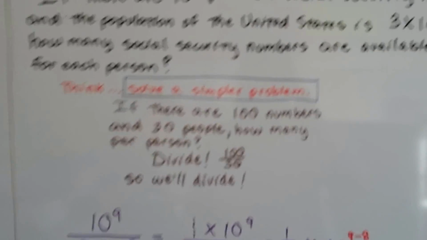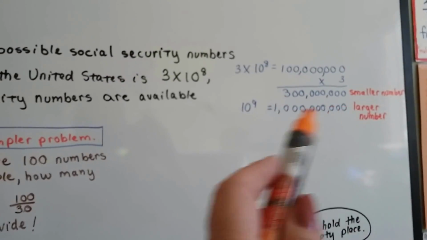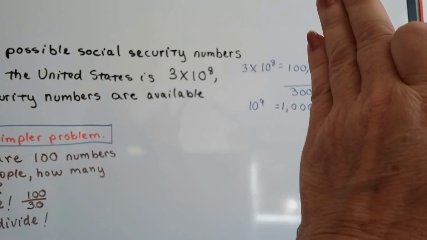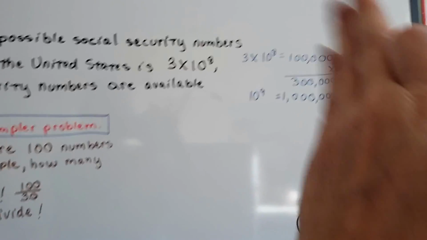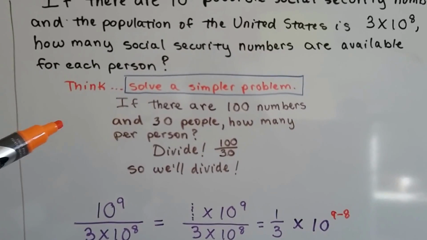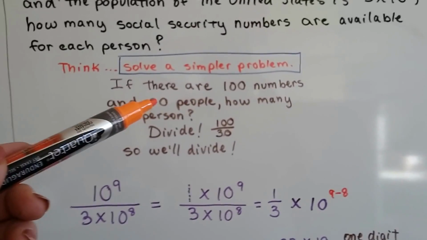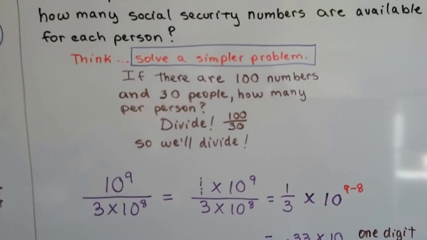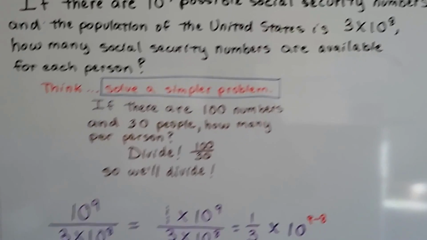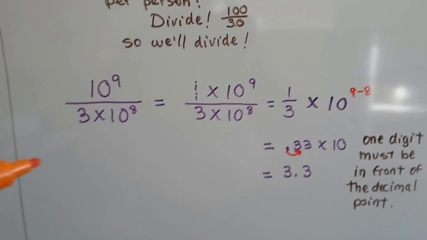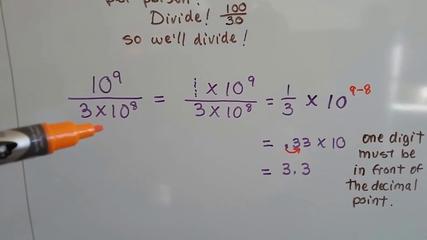So let's say there's 100 numbers and 30 people, because they're only one place value apart from each other. So we could say 100 and 30 are our two numbers. See that? Well, if there's 100 numbers and 30 people, how many per person? We would divide, wouldn't we? We'd see how many times 30 could fit into 100 to figure out how many each would get. So we're going to divide 10 to the 9th power by 3 times 10 to the 8th power. See? All right, so we've got them written as a fraction because that's a little division problem, right?